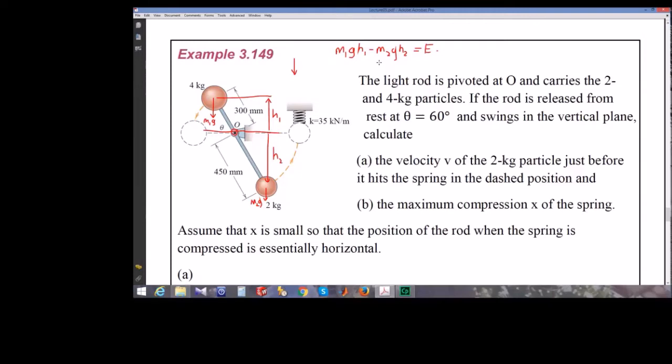That means this should be equal to, at the end, the velocity that this particle with 4 kg has, and then the velocity that the 2 kg has. So that should be equal to the kinetic energy at the second instant. Now that would be 1 over 2 m1 v1 squared, and then plus 1 over 2 m2 v2 squared.